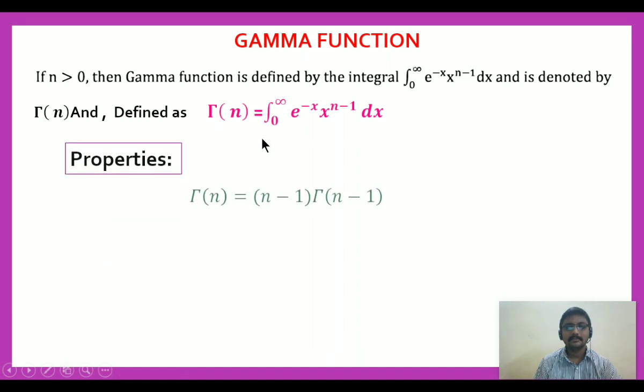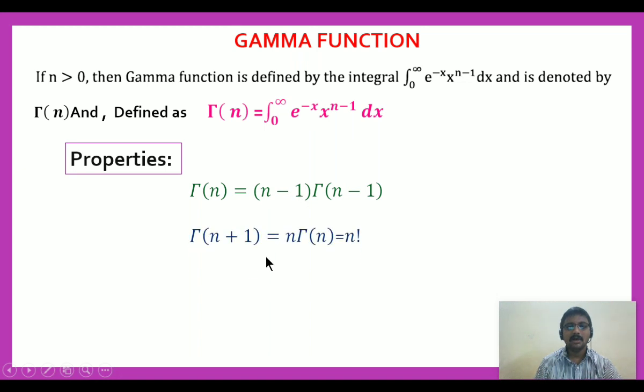Properties: gamma of n is (n-1) gamma of n-1. Gamma of n plus 1 is n gamma of n, which is equal to n factorial for any positive integer n. And also we will have gamma of n is gamma of n plus 1 by n. And we will have a definition, that is gamma of n by k^n is nothing but integral of 0 to infinity e^(-kx) x^(n-1) dx.